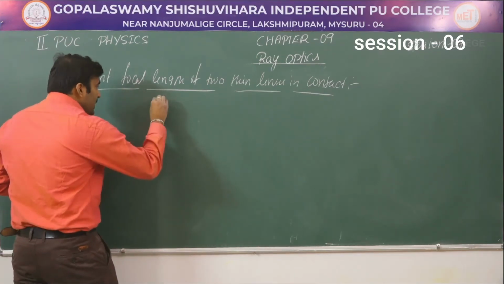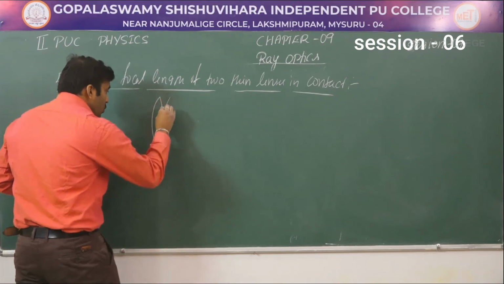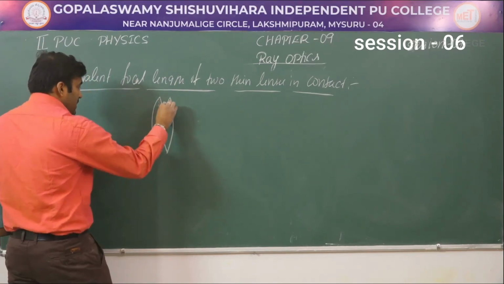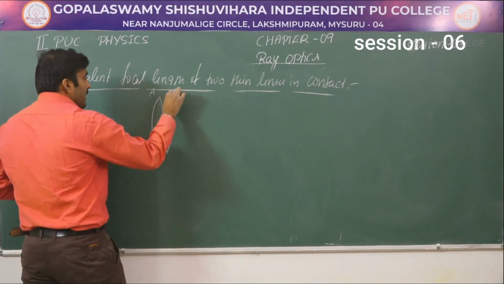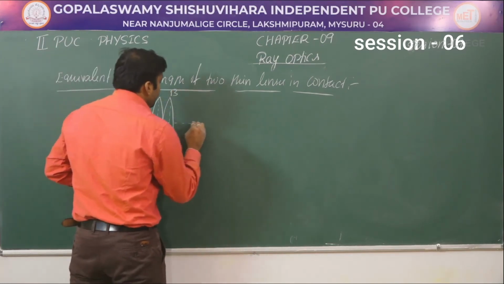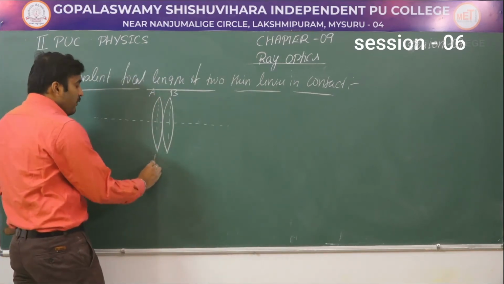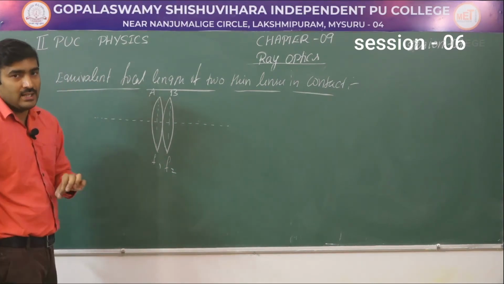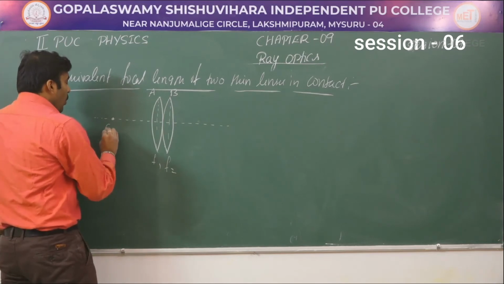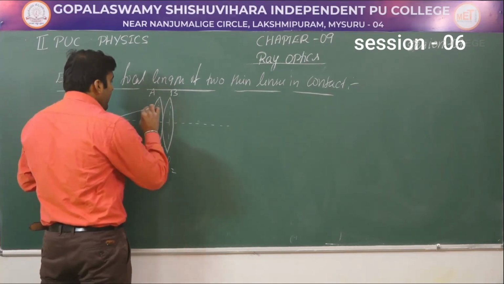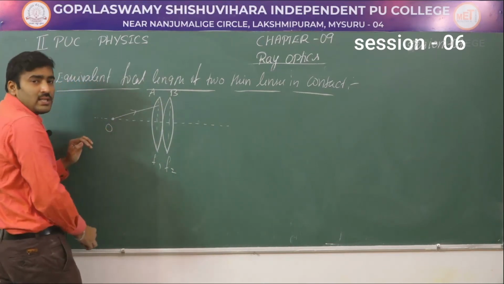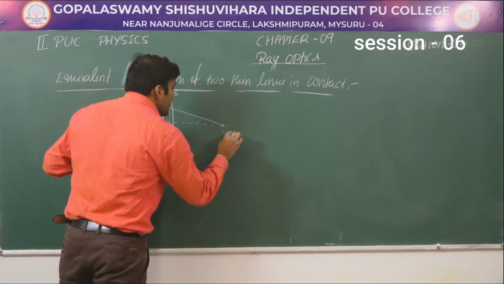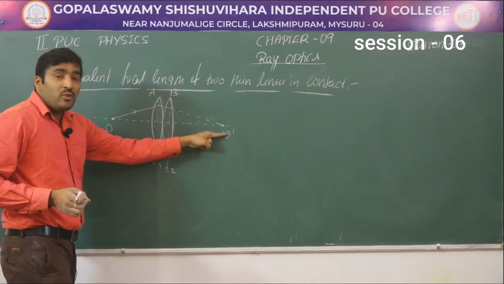Okay, yes. Let the two thin lenses be combined together and placed like this. This is lens A and this is lens B. They have a common principal axis, and let f1 be the focal length of the first lens and f2 the focal length of the second lens. Let an object O, which is emitting light, send a ray of light falling on the first lens. The first lens forms an image somewhere here. Let me say this is an image V dash. So this is the image formed by the first lens.